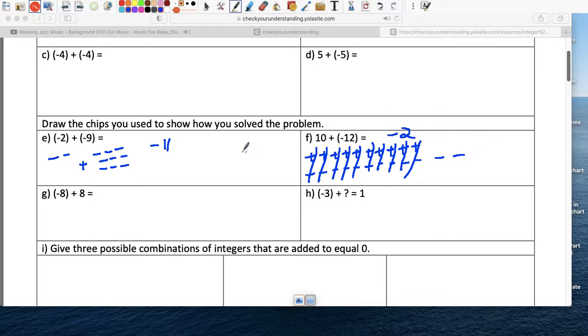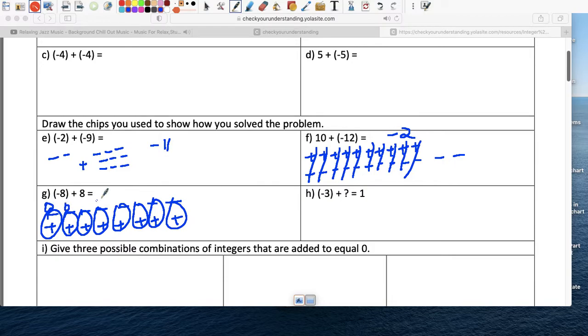Okay. -8 plus 8, again, 2, 3, 4, 5, 6, 7, 8. Again, you're not going to be asked to draw initially. It's just for you to see what's happening here. So again, can we make zero pairs? Yeah, we can. 2, 3, 4, 5, 6, 7, 8. All those zero pairs have a value of 0. So you end up having 0 plus 0 plus 0 plus 0, 8 times, right? Because they all equal 0. So our answer is 0.